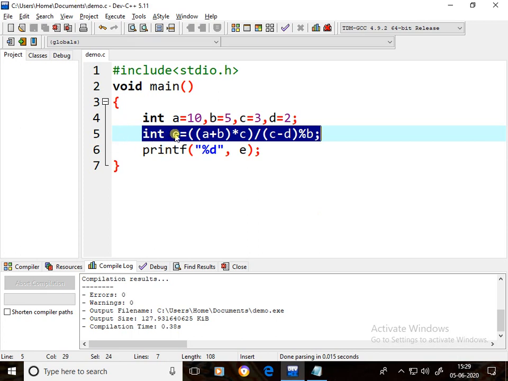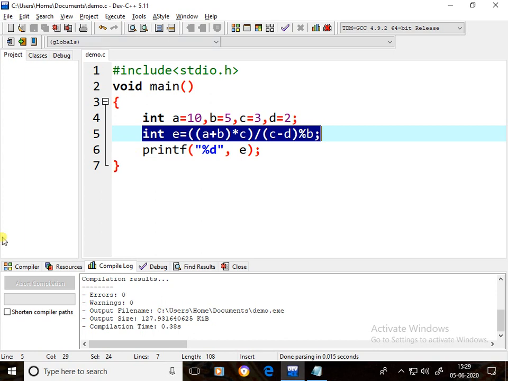int e = ((a + b * c) / (c - d)) % b. How is this expression going to be executed, you will see. In programming languages, operator precedence is present. According to operator precedence, this expression is going to be executed.